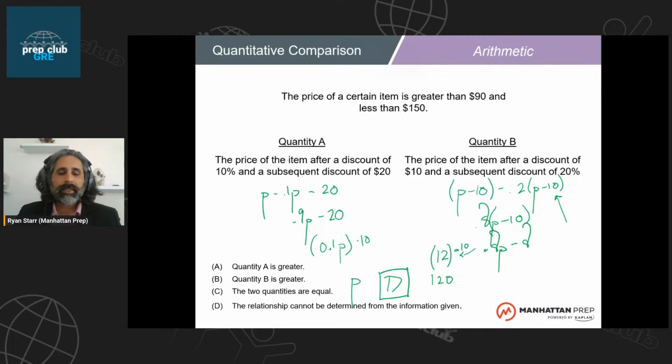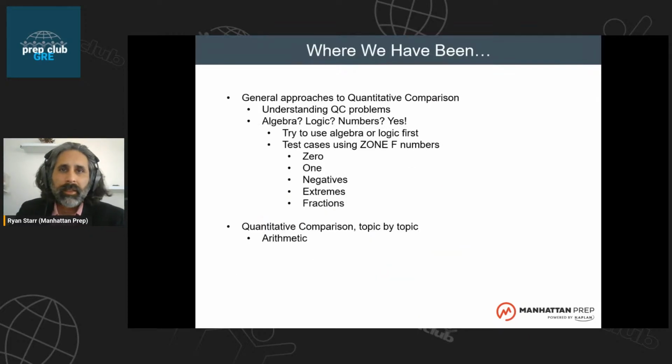The most depressing of answers. All right. Arithmetic. It looks like that. That is to say, even though that was an arithmetic problem, algebra can still really be useful, right? Numbers could have been useful as well. Logic will be useful in some arithmetic problems, especially those testing number properties, odds and evens, positives, negatives, and stuff like that, right?